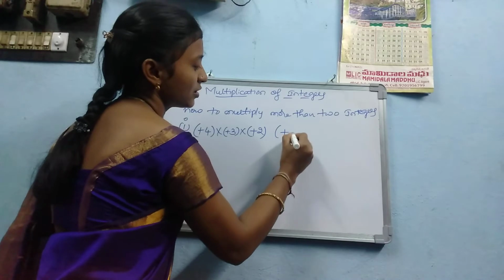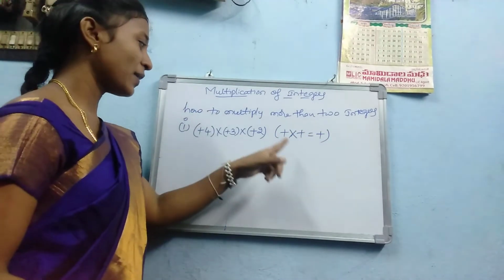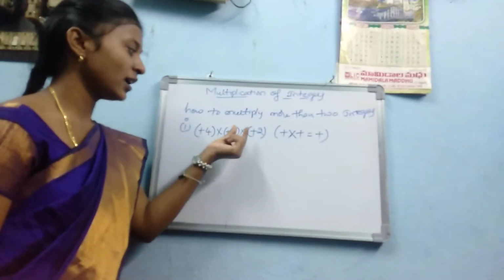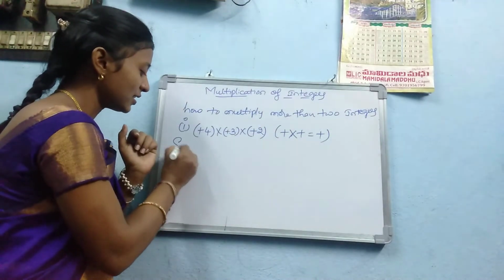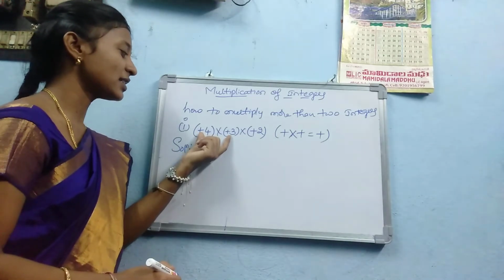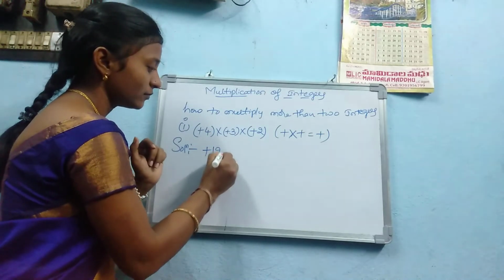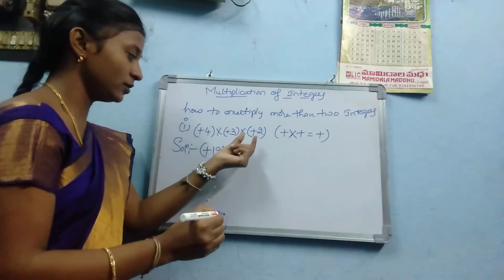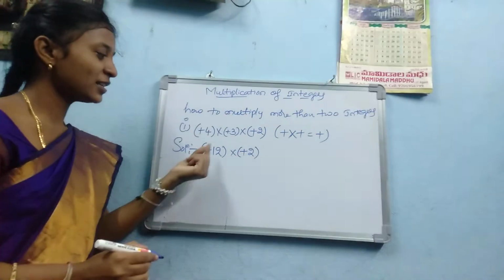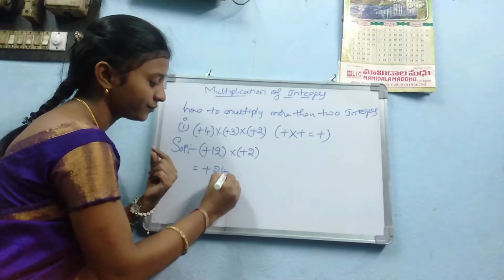First rule, plus into plus. I will explain one example in four rules. Plus 4 into plus 3 into plus 2. First we multiply the first two integers, that is plus into plus is plus, 4 threes are 12, and write plus 2. Next, plus into plus is plus, 12 twos are 24.